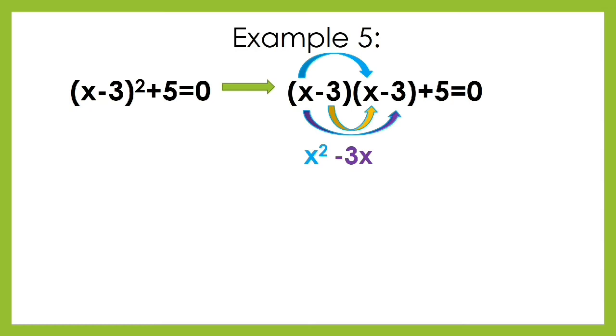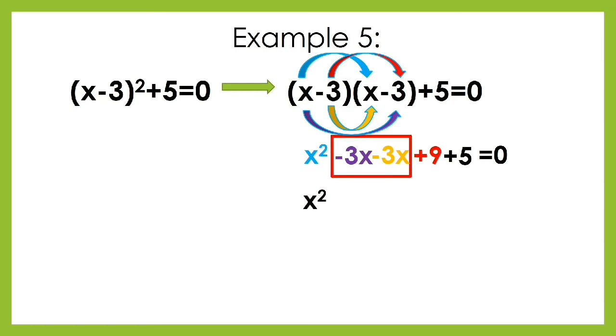And then inner. The inner terms are negative 3 and x. The product is negative 3x. And last, the last terms are negative 3 and negative 3. The product is positive 9. We copy plus 5 and equals 0. Then, we combine the similar terms. We copy x squared. The similar terms are negative 3x minus 3x. So, the answer is negative 6x.